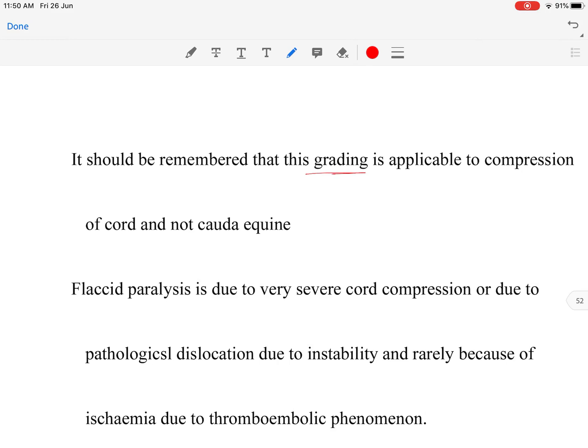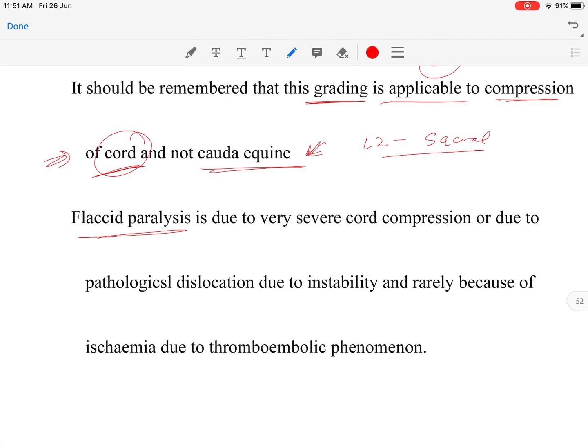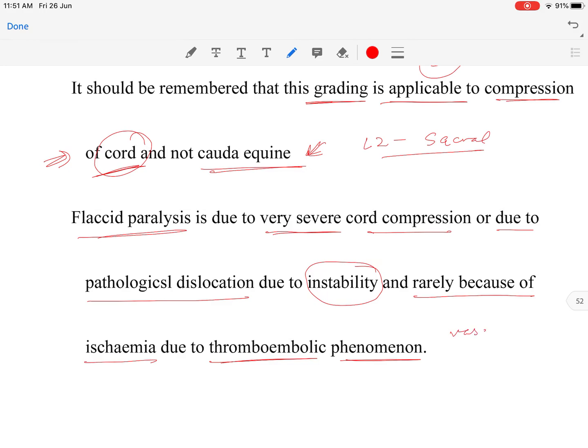It should be remembered that this grading is applicable only in compression of the cord and not in the cauda equina. So this grading is applicable only up till the L1 level. After L2 to the sacral level we have only cauda equina fibers, so this grading is not applicable at that level. It is only applicable when there is compression of the cord itself. And flaccid paralysis, which we have talked about, can be because of severe cord compression, or because of pathological dislocation due to bony instability, and rarely it can be because of ischemia, which can be due to thromboembolic phenomena in the vascular supply of the spinal cord.